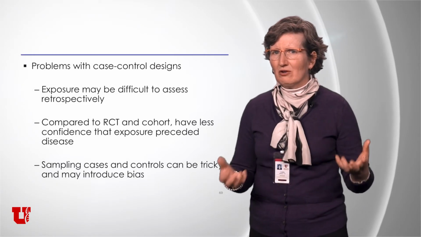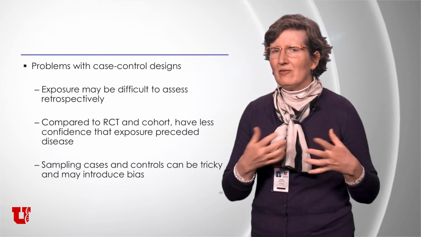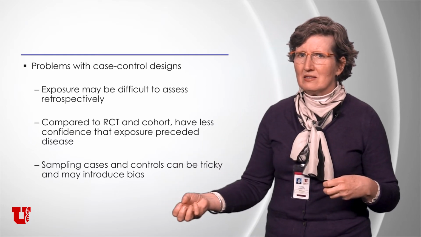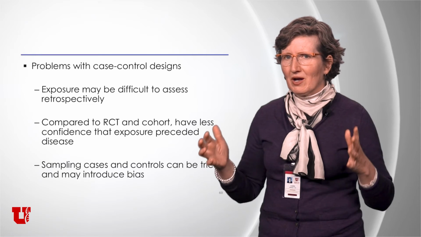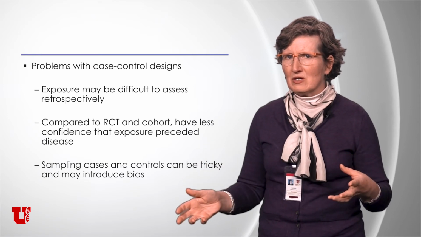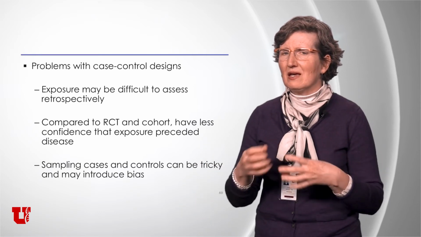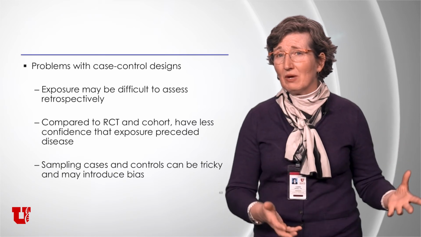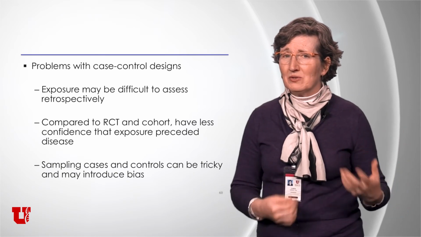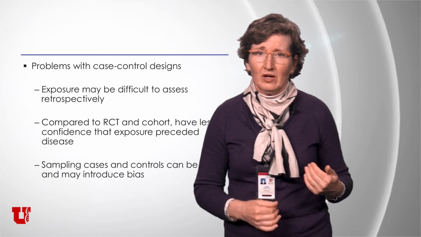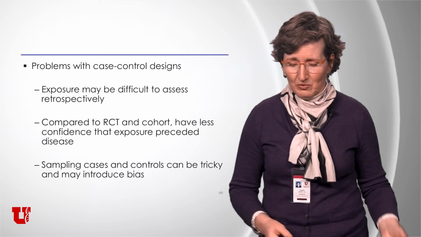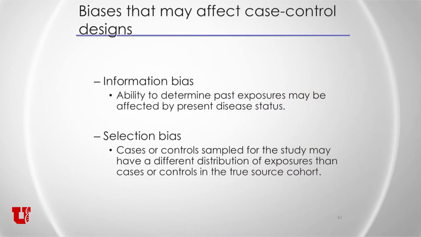If you have the entire cohort, and then within that cohort you've got your cases arising, that gives you a lot more confidence that you've got the appropriate comparison groups, as opposed to sampling cases and controls from this theoretical source cohort that you don't absolutely know all the members of, or how to contact them, or how to recruit them into your study. So again, the biases that may affect a case control study would be information bias.